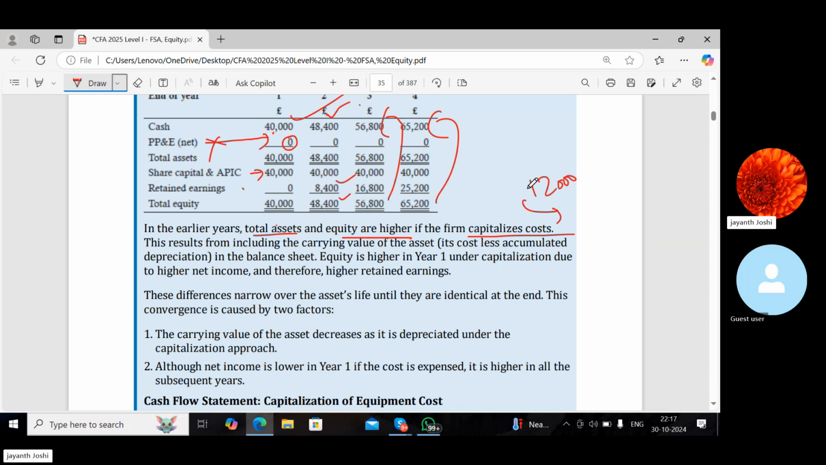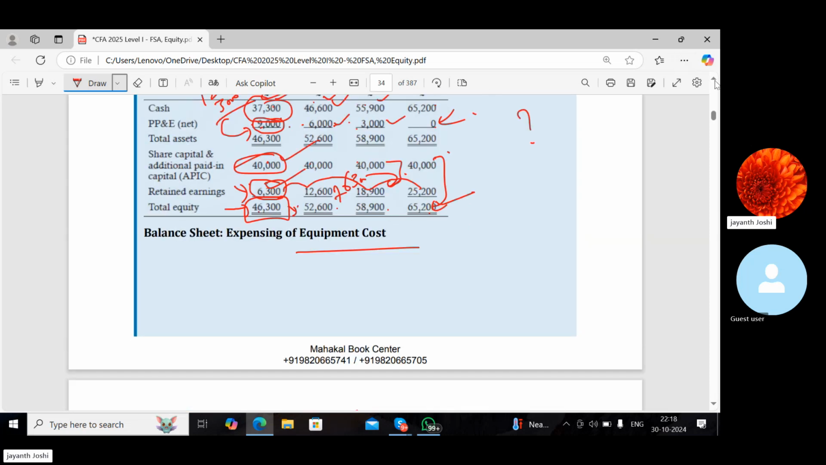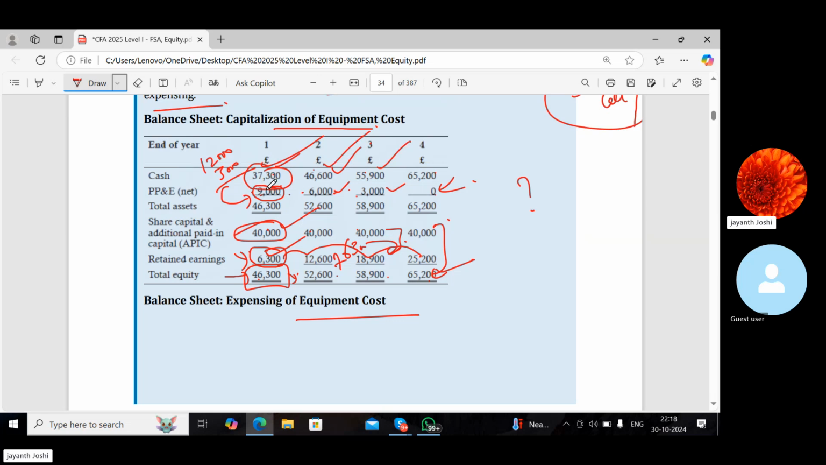Equity will be higher because you show very few expenses when you capitalize; you only show 3,000 as your depreciation and the retained earnings is 6,300. Next year also 3,000, and your accumulated retained earnings is increasing every year. And it is increasing your equity balances.